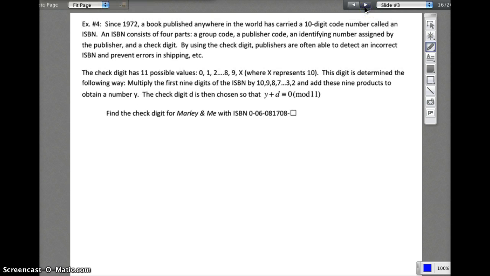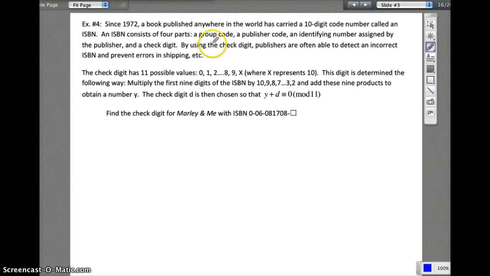So let's turn to the next page. So an example: all books for the past 50 years have had a number called an ISBN number that can be found on the book. There's two different types. We're going to talk about the 10-digit code. So this is a 10-digit code that's got 4 parts.